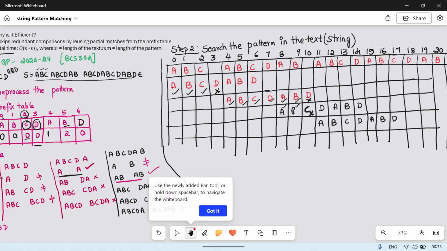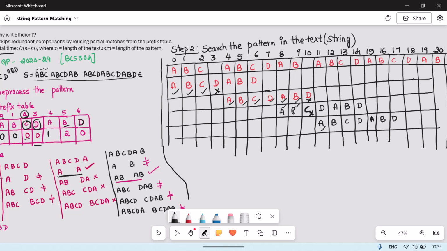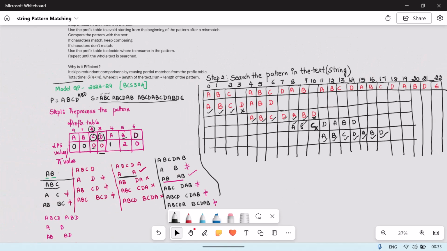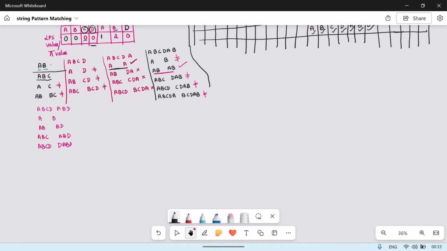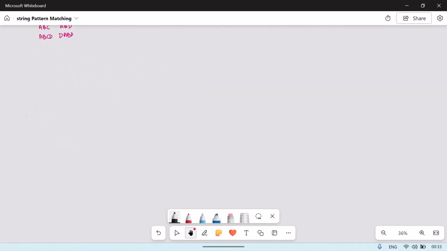Now check. So A and A match, B and B match, C and C match, D, A, B and D. Do you see, I have found the pattern? So this is how I will do the KMP pattern matching algorithm for finding the pattern in the text. I hope it is clear. I'll do one more example so that it becomes fully clear to all of you.